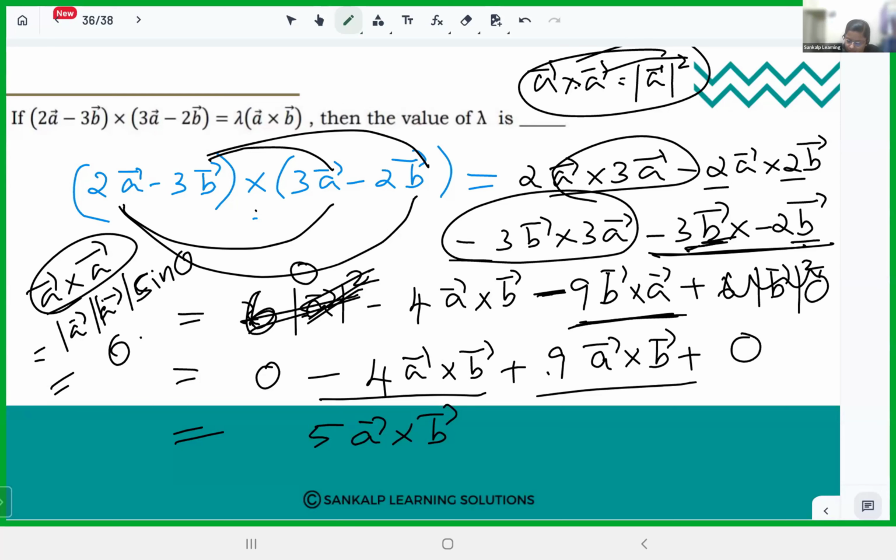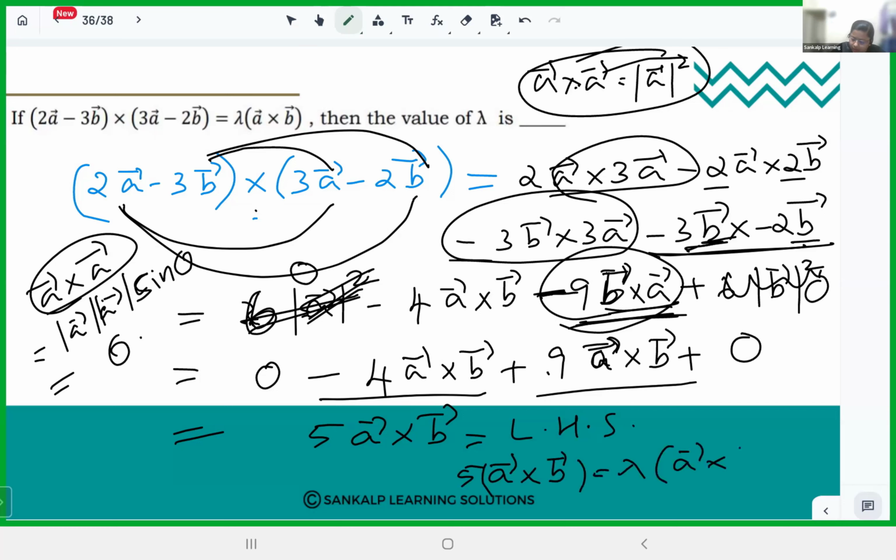Now I hope you have understood that concept and this concept also. That is, we know a cross b is equal to minus b cross a. So here it is minus b cross a, and I have replaced it with plus a cross b. So that is equal to 5 into a cross b, and this is our LHS, right? They have given in the question that 5a cross b is equal to lambda into a cross b. Now, can't you say the value of lambda from this? Lambda is equal to 5.